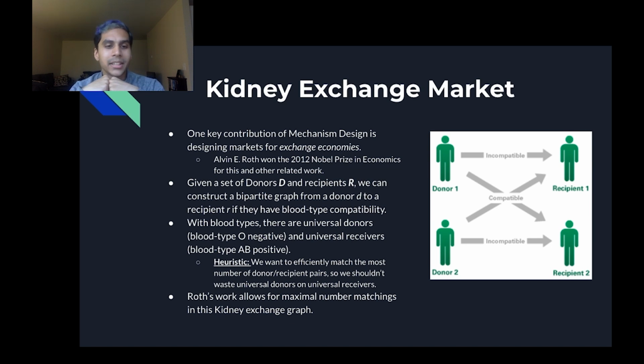One thing about kidney donations, or any organ donation in general, is that you have to take into consideration blood types. With blood types, there are universal donors, blood type O negative, and universal receivers, blood type AB positive. The heuristic for making the optimal number of matches is that we want to be efficient with our matches as much as possible. We don't want to be greedy. There's no point in matching a universal donor to a universal receiver. A universal donor can give to anyone, and a universal receiver can take from anyone. So we really don't want to waste our donations on those, because the universal donor could give to someone who has a much bigger restriction, and the universal receiver can receive from anyone.